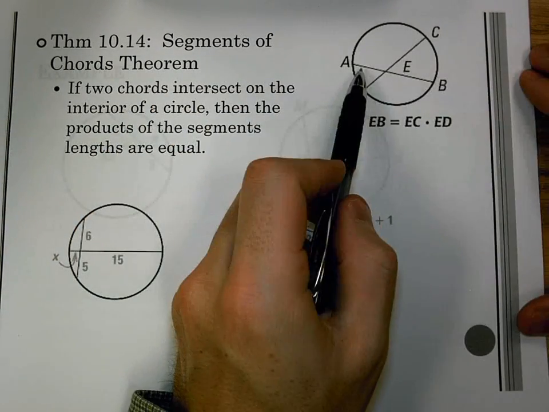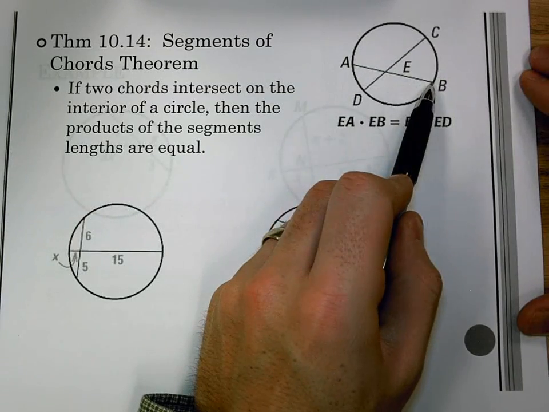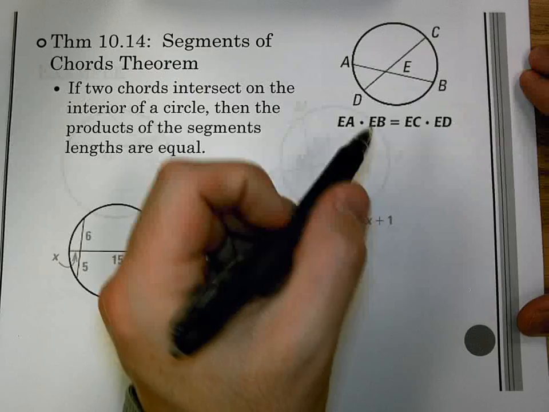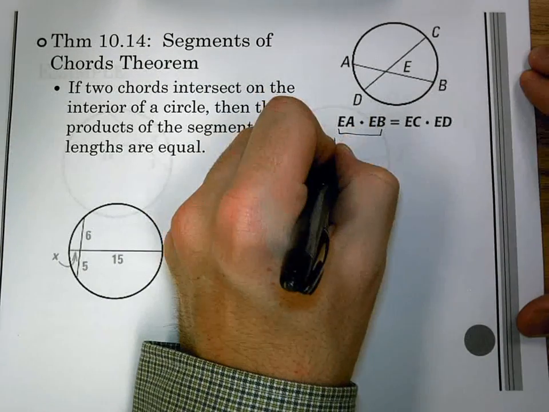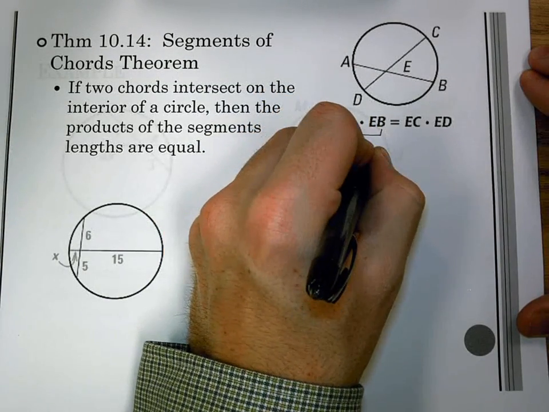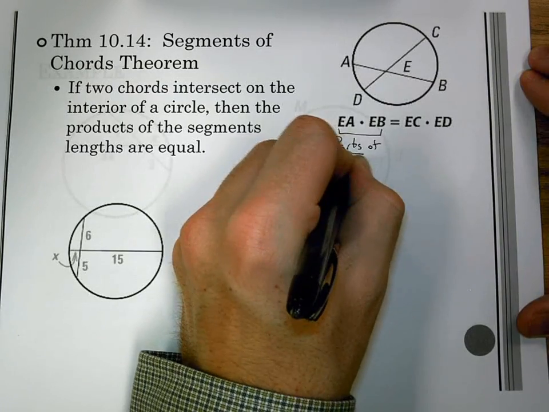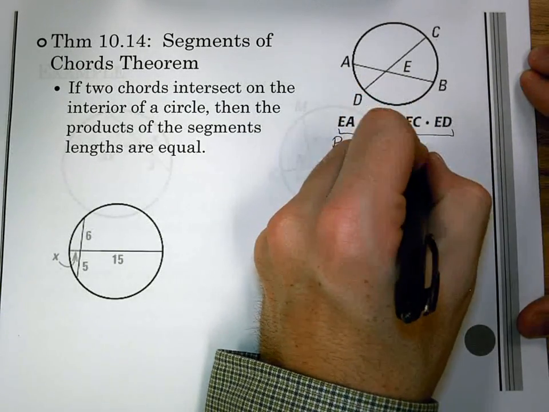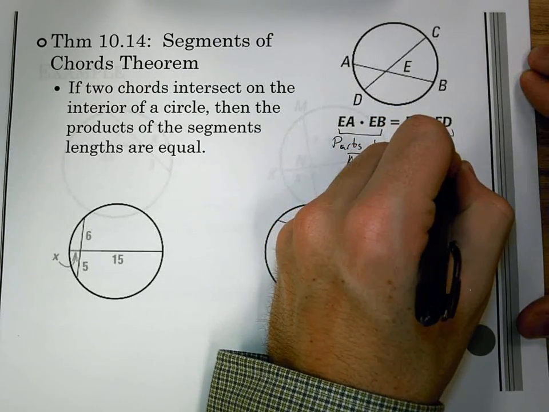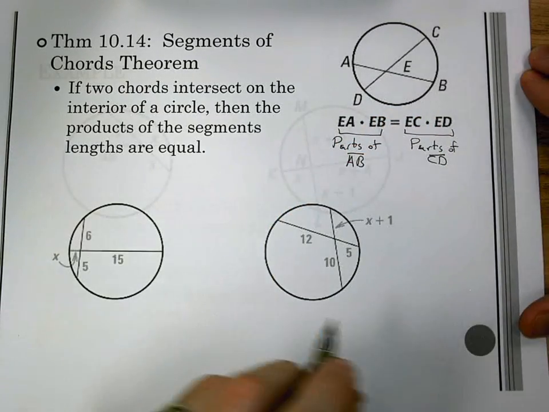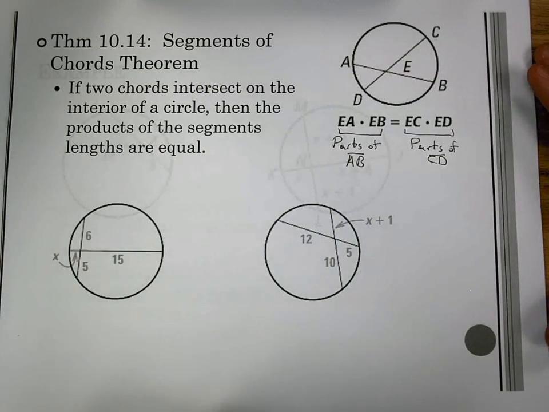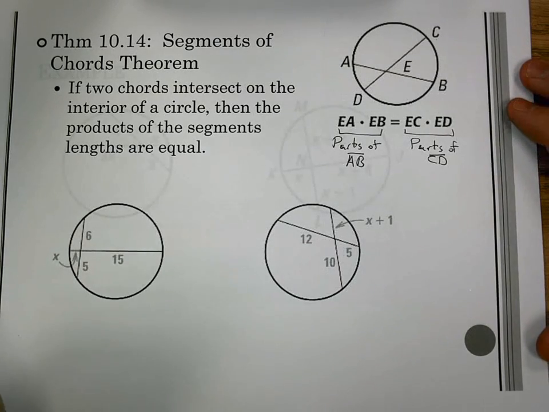So if I look here, I have AB is one of my chords. I've said that EA times EB, and this is parts of AB, is equal to EC times ED, and those are the parts of CD. So I multiply the parts that make up the same chord, and set them equal to the other parts multiplied together from the other chord.